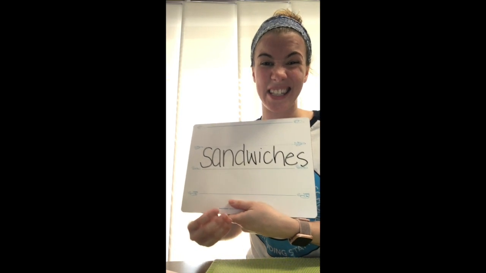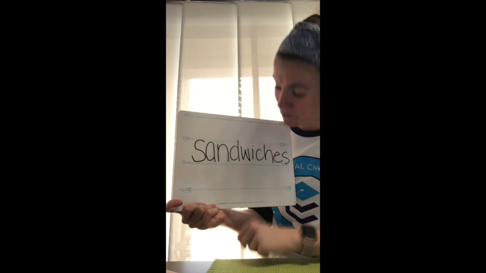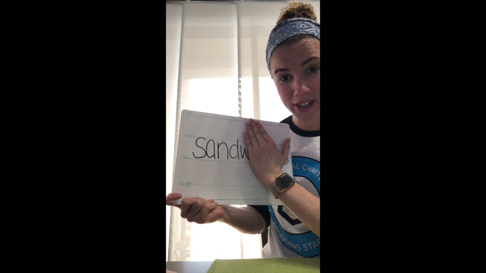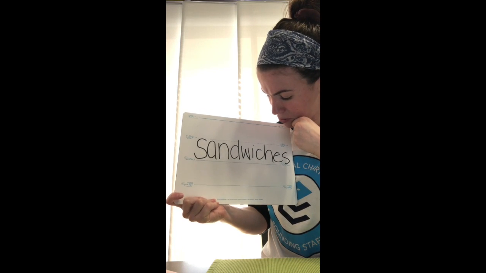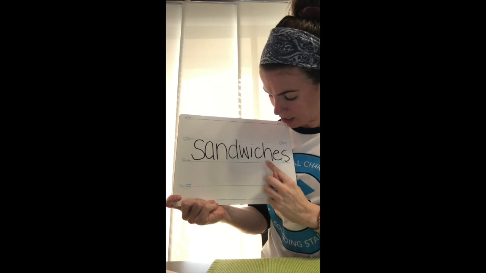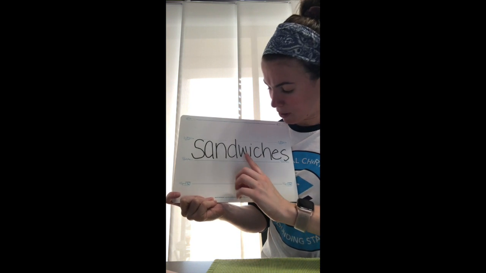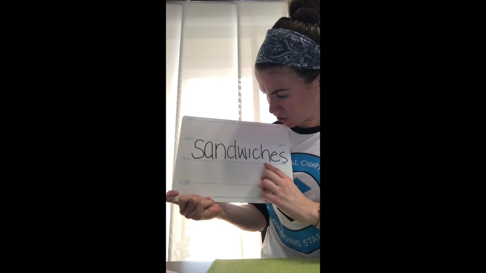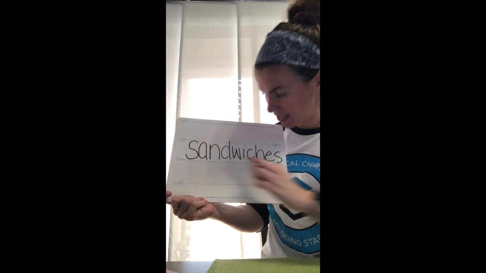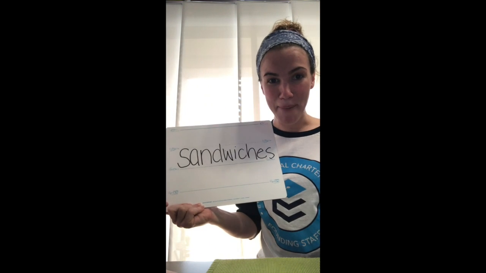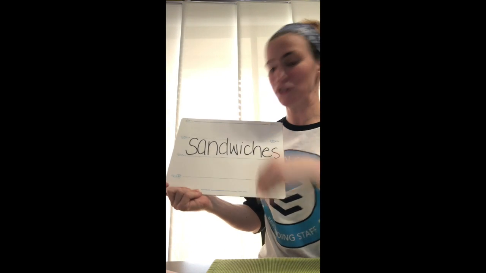I'm going to break it up into chunks so I can figure out the word. Let me see if I see a chunk that I know. I see one right here. This is the word sand. Sand. Great. Ooh, I see a digraph. We've been working on digraphs right here. So I see sand. Ooh, let's look at this part right here. Sandwiches. Sandwiches. Does that make sense? Awesome. Yes, sandwiches is a word. It's something you eat. Awesome job.